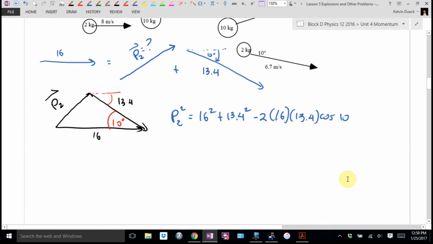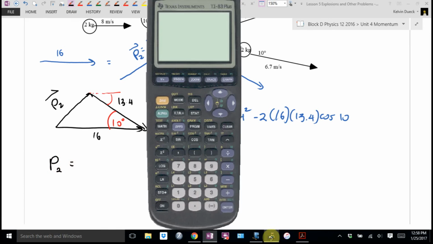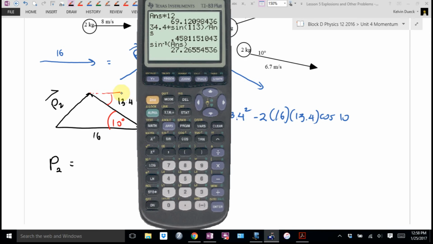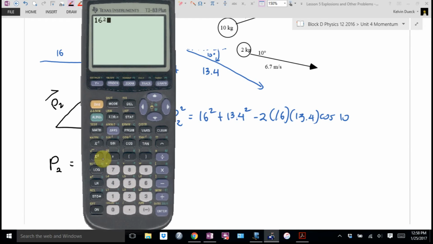And then square root. I'm going to get the momentum of object 2 is going to be the square root of 16 squared plus 13.4 squared minus 2 times 16 times 13.4 cos 10. Wow. Oh, square root. I get 3.6434.